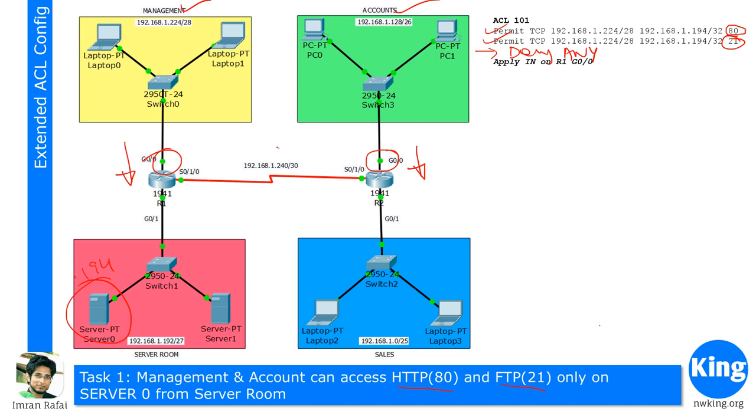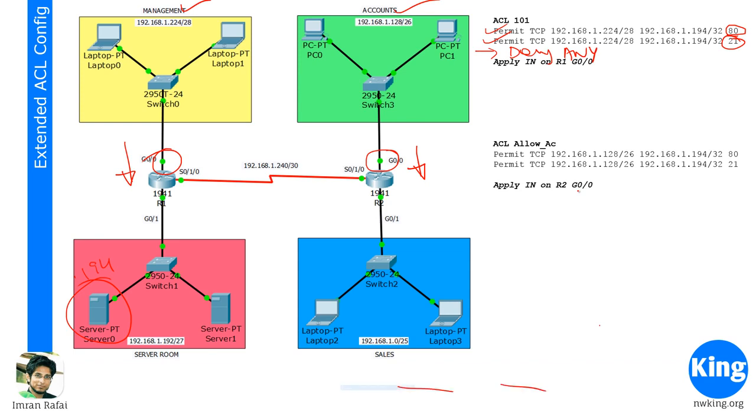Where do we apply this? We apply this in R1 in the in direction, on R1's G0/0, which is here. Next, to do the same thing for accounts, because we need to do it for management and accounts, we do the same thing, port 80 and port 21, going from the whole network of 128, which is nothing but the accounts network, applying it on the in interface of R2's G0/0. That completes our task 1.